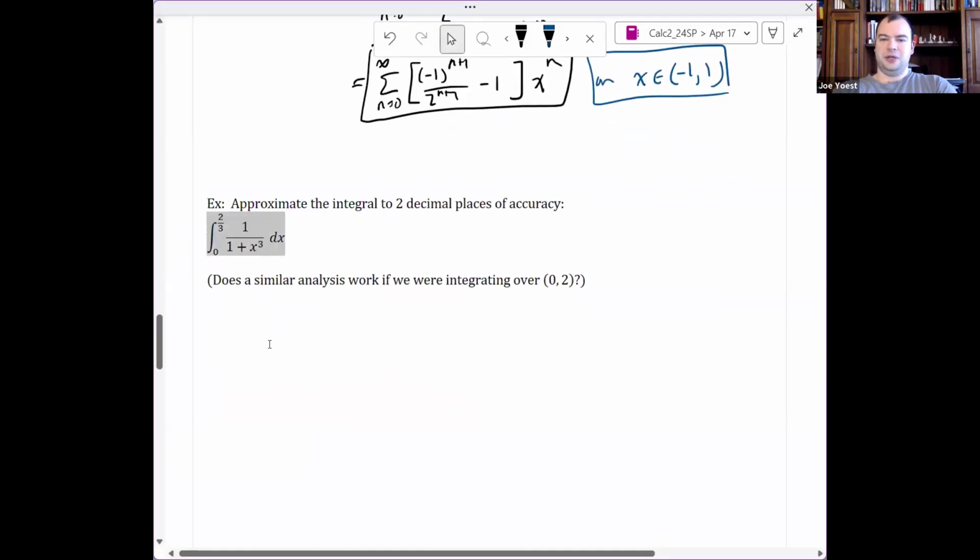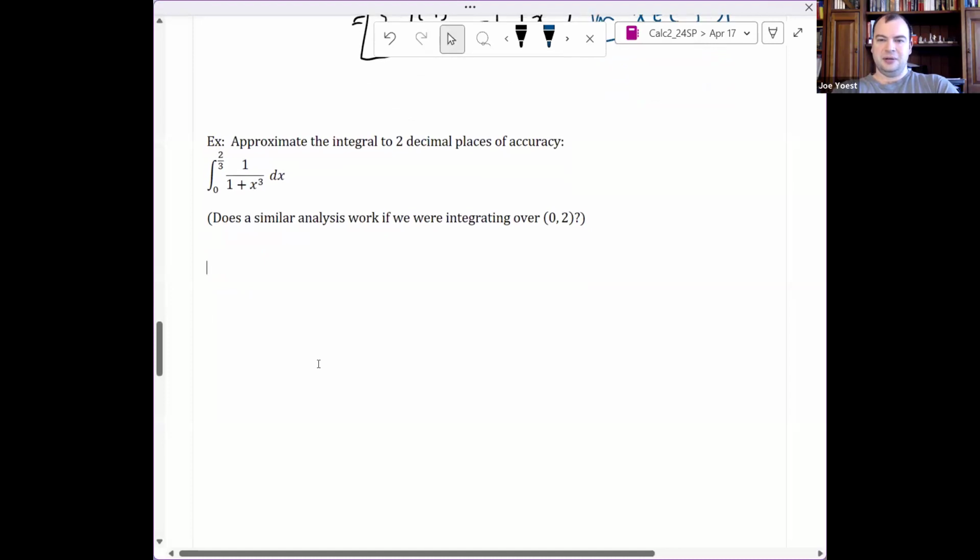an integral approximation. Maybe trick, maybe technique, I don't know, depending on how you look at it. We talked about approximating integrals before in the course back in chapter 7, but here's another approximation method. Let's try to approximate this integral to 2 decimal places of accuracy: the integral from 0 to 2/3 of 1 over 1 plus x cubed dx. We could use Euler's method or something like that, but we could also use power series.